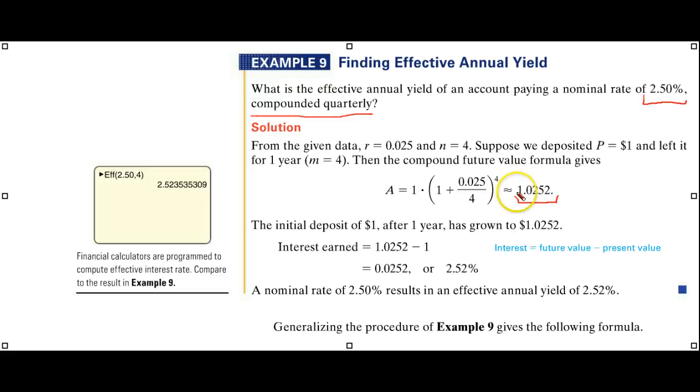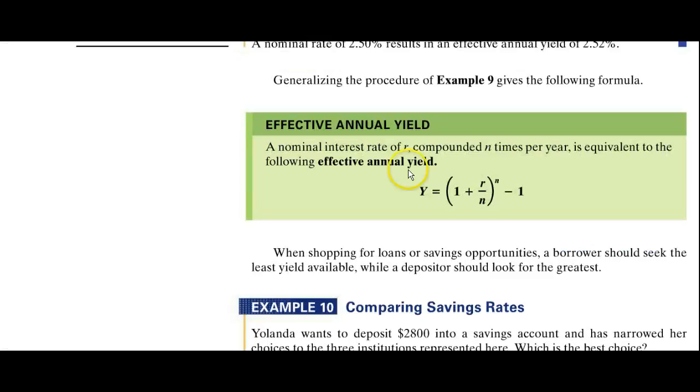Well, if we subtract our original dollar from this, that is minus 1, we see now our annual effective rate is slightly higher than the 2.5%. It's 2.52%. That is our annual effective yield. Okay, so generalizing the formula from example 9, we end up with the formula for effective annual yield.